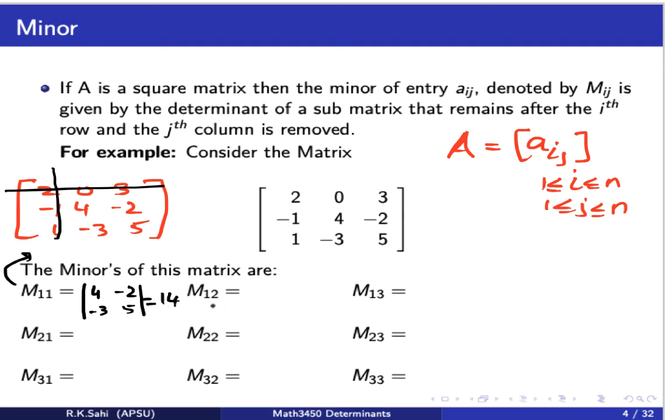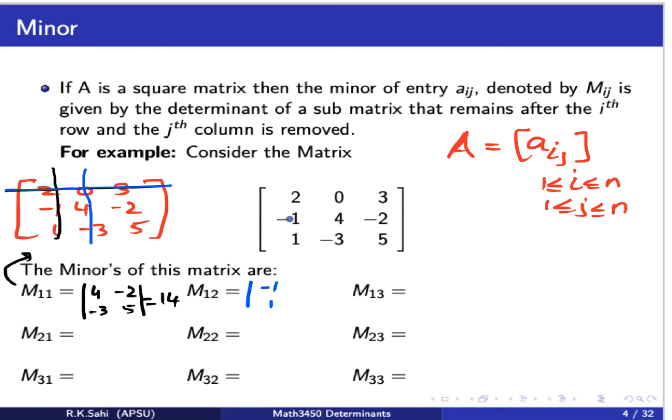Now let's look at M12. For M12, I'm going to use another color, the blue marker, so that we can see it. M12 means first row and second column. So the first row is cancelled and the second column is cancelled. What are we left with? -1, 1. Remember, we're finding the determinant. So we are left with -1, 1. Remember, first row, second column.